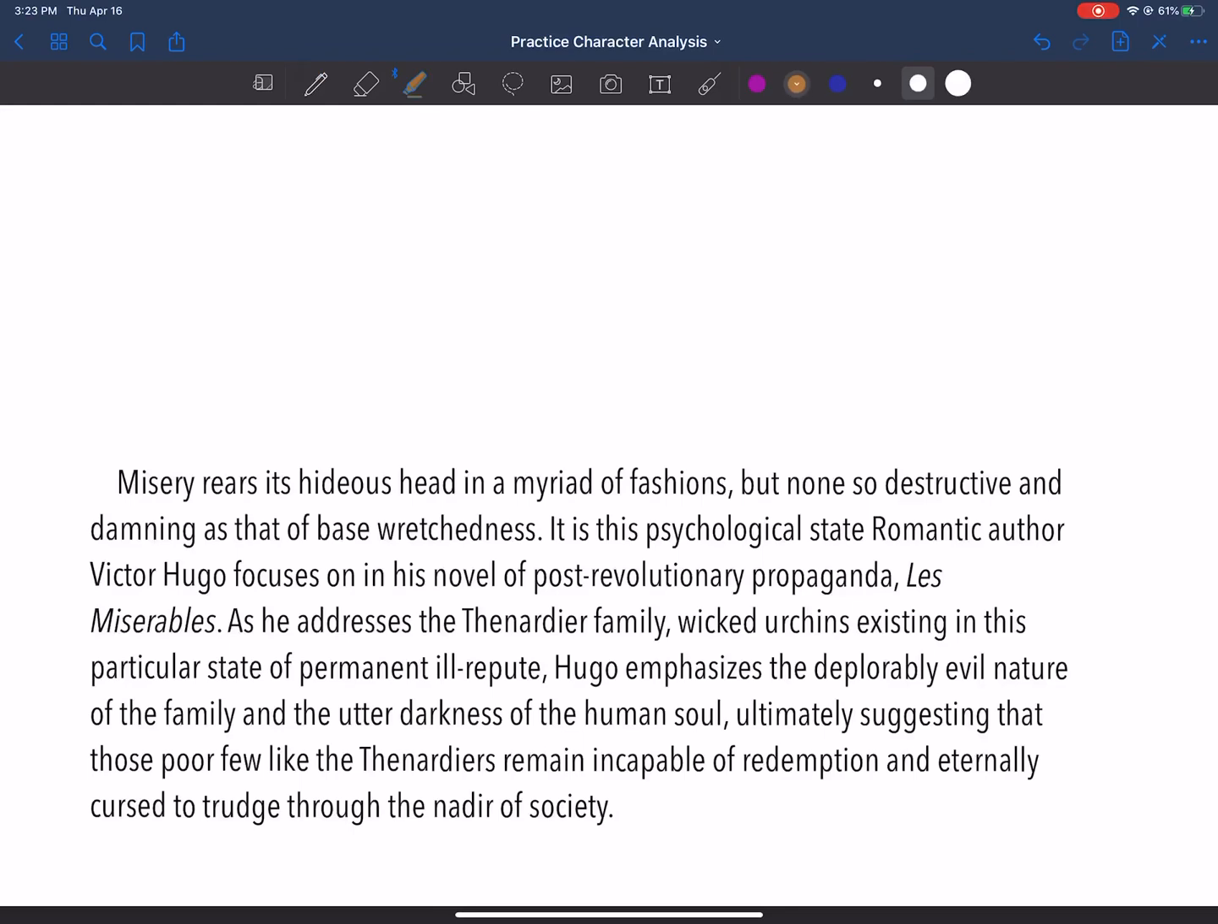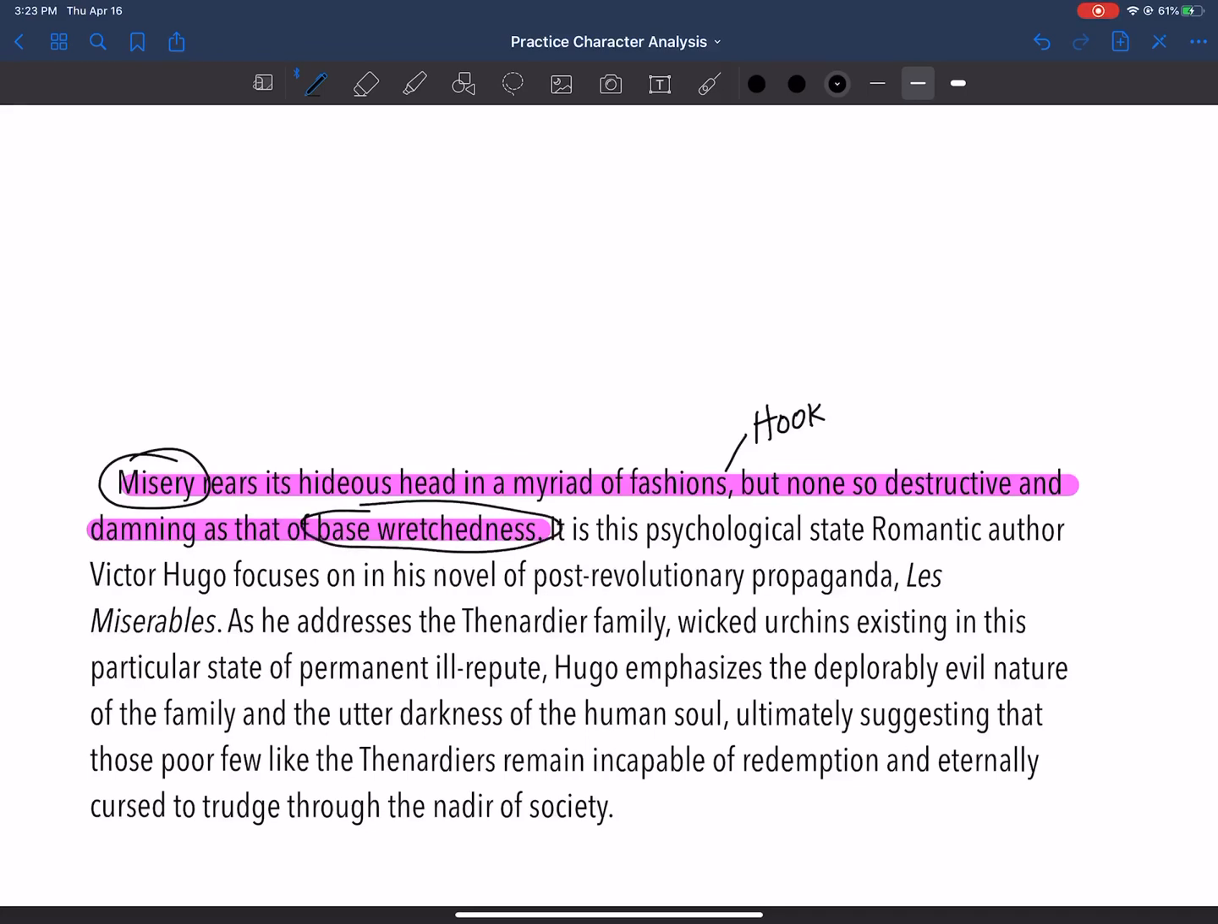Okay, so this first sentence: misery rears its hideous head in a myriad of fashions, but none so destructive and damning as that of base wretchedness. That is my hook. I just think it sounds nice. I think if I picked up a paper that had that as the first sentence, I would be intrigued. I would be able to tell that my paper is going to be about misery, and I would also be able to tell that whatever character I'm talking about deals with base wretchedness. Base meaning like bottom.